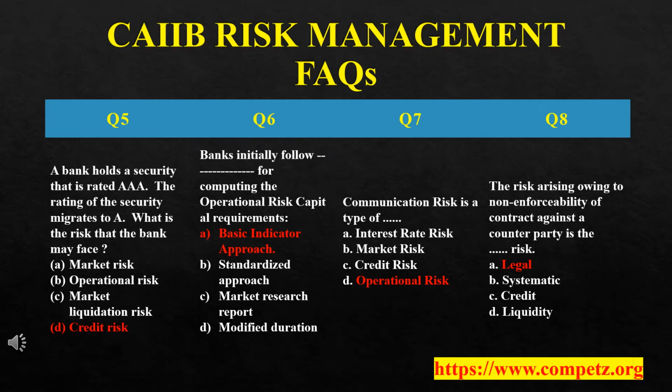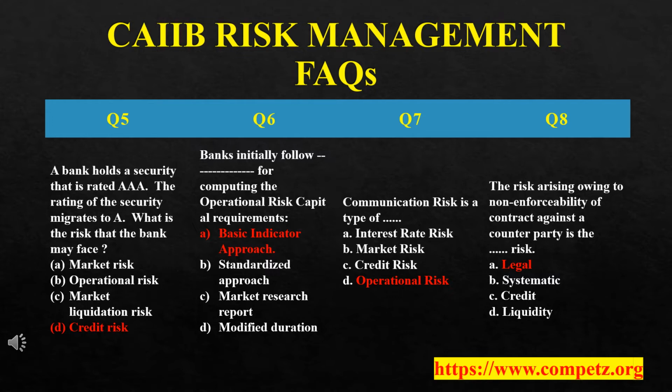Please listen carefully. The question is, a bank holds a security that is rated AAA. The rating of the security migrates to A. What is the risk that the bank may face? It's a credit risk. Why? Because a downgrading of rating is a sign of deterioration in the credit quality of the borrower and hence it's considered a credit risk event.